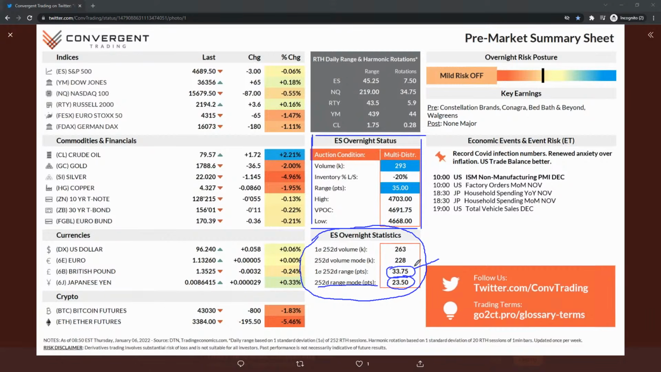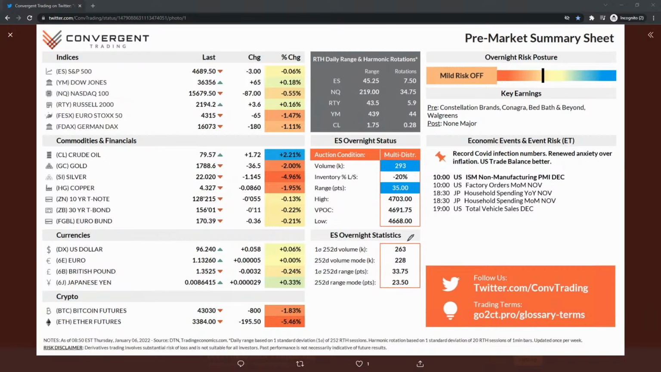So that's the range. So the range should be about 24 points. We expect about 24 points in the overnight session, and the overnight session is defined as 18:00 Eastern until 9:30 a.m. Eastern. That's overnight. So anything outside of the RTH hours or the equity hours, okay? Plus that little gap.